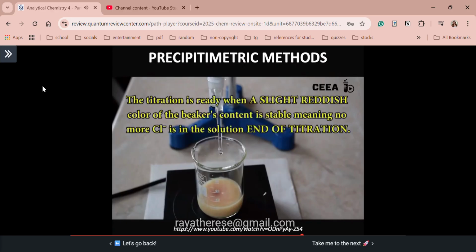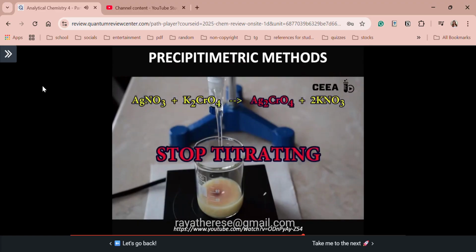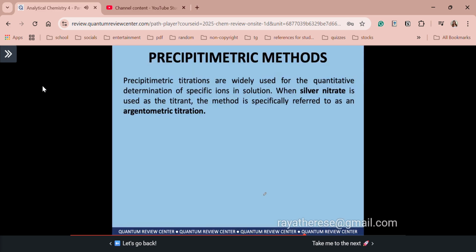The titration is ready when a slight reddish color in the sample is stable. This is due to the red silver chromate precipitate, which forms only after the entire amount of chloride was precipitated. Okay, let's stop. It says to stop titrating.